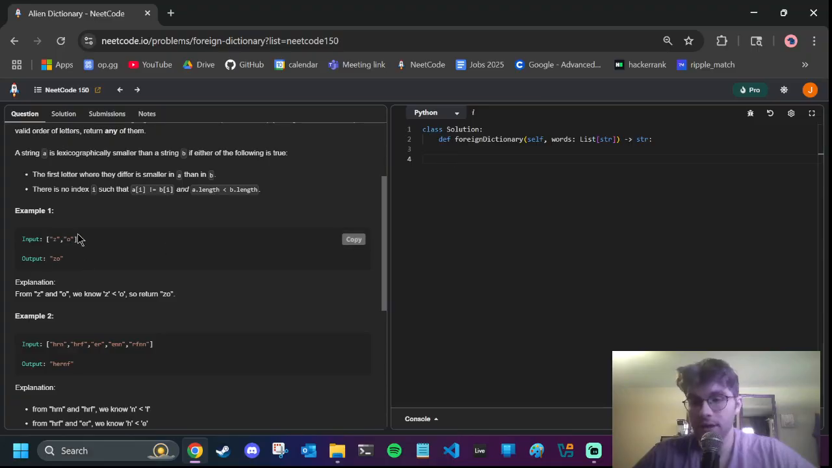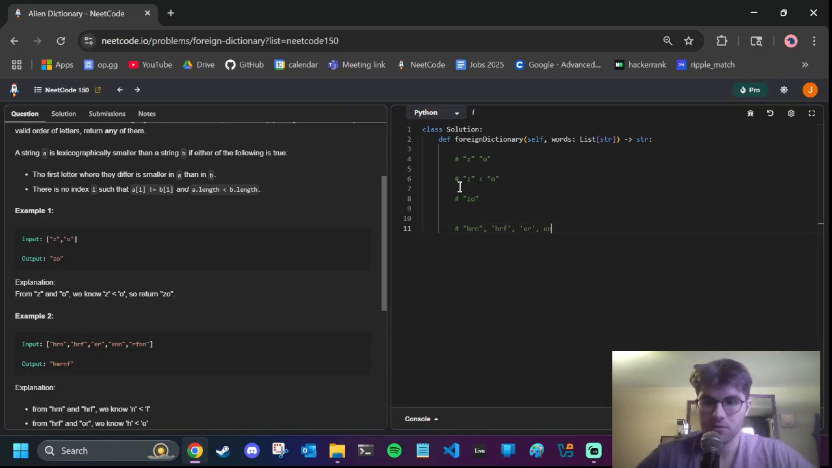I could see how we could use a graph. So for instance, in the first example, we're given two words, Z and O. And we know that these are sorted, so we know that the word Z is smaller than the word O. So we return the letters sorted, which is ZO. So that's a pretty easy example. I'm glad they give us another one, or else this problem may have been a lot harder to understand. I'm not going to do the quotes. We don't need the quotes. So we're going to do HRN, HRF, ER, ENN, RFNN.